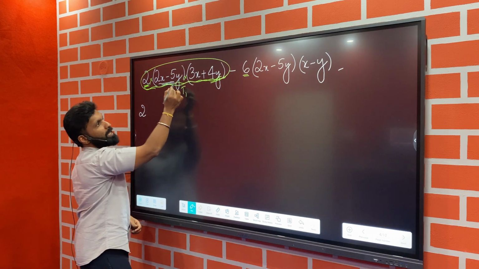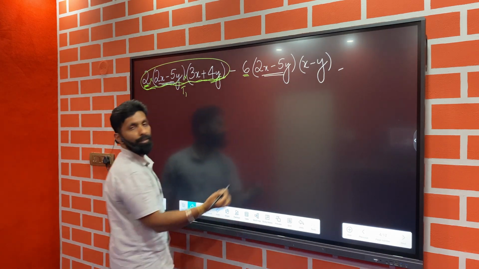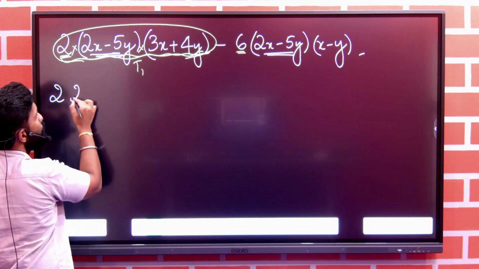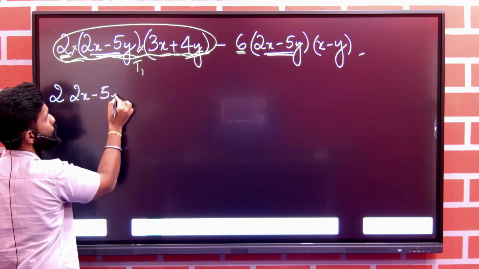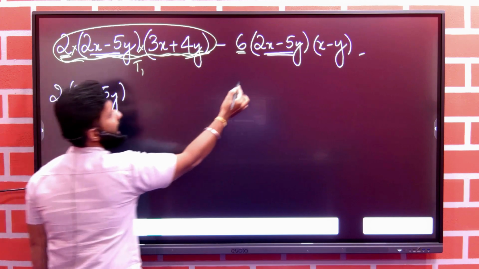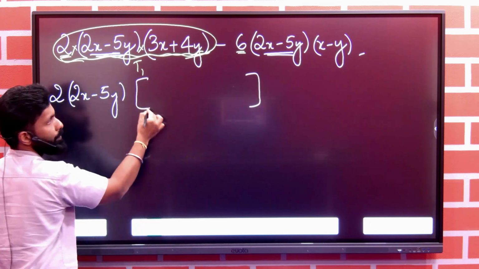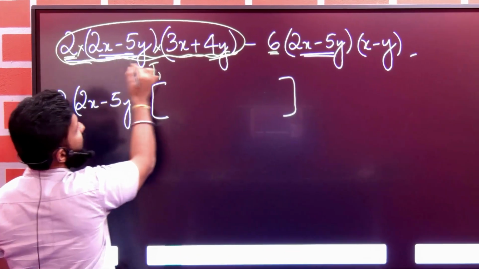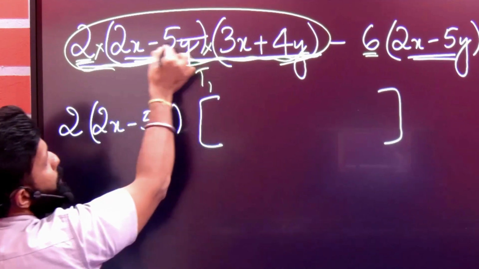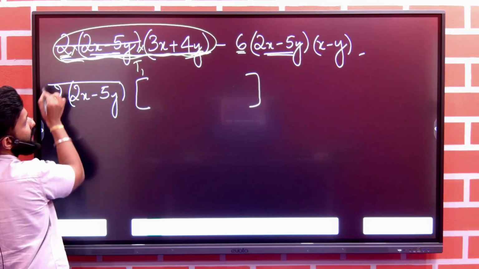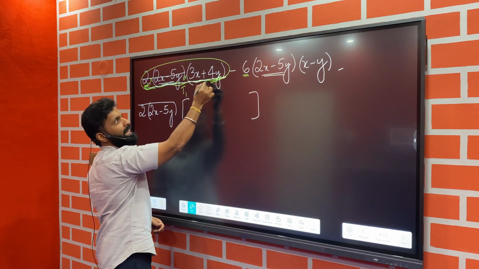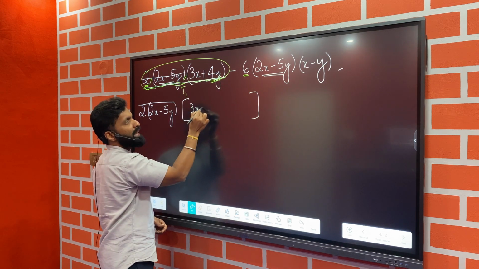Also, can I see 2x minus 5y and 2x minus 5y common? Yes. So I remove that 2x minus 5y also common. Now I open another bracket. From this entire term, I have removed these two out. Can you see that? So what is remaining? 3x plus 4y.